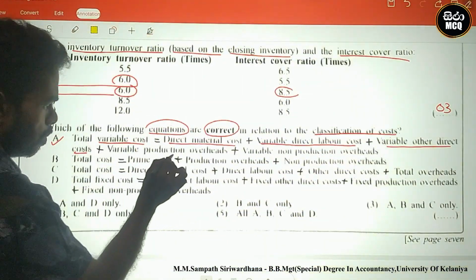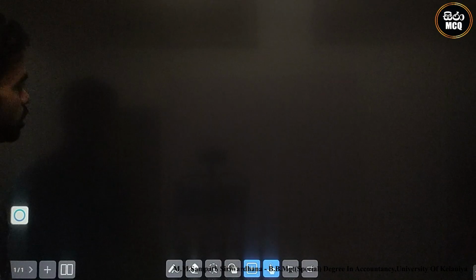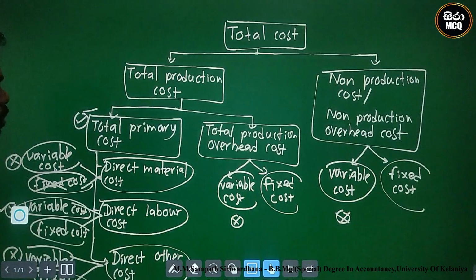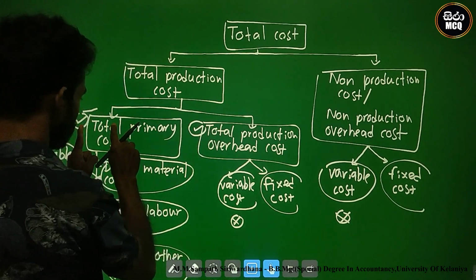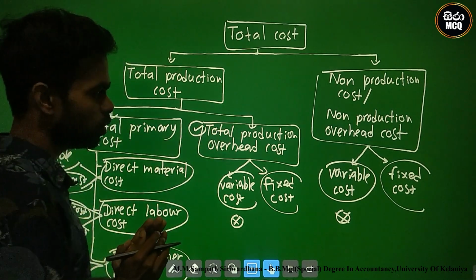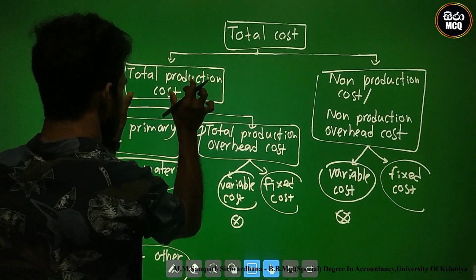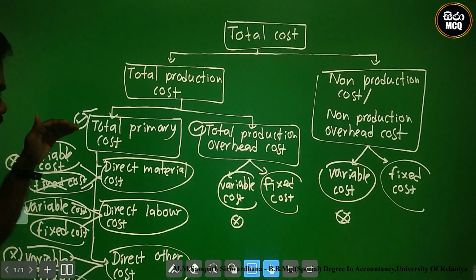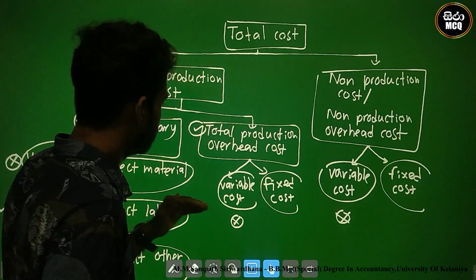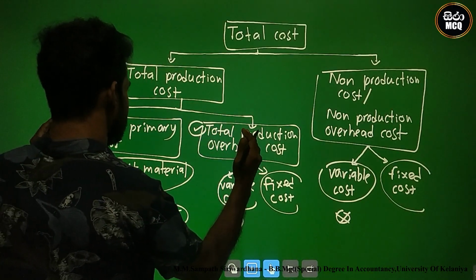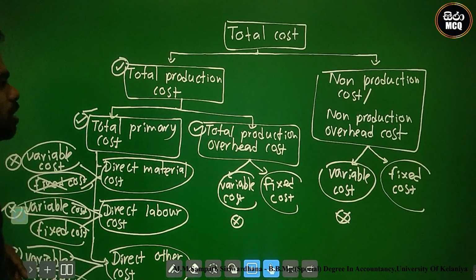Primary cost plus production overhead. Look here, there is a production overhead. This one is okay. Both the primary cost and the total production overhead cost are identified. Therefore, we can create this one, total production cost. This is the total primary cost, and this is the total production overhead cost. Both can be identified, which means we can generate total production cost. Therefore, production cost is okay.